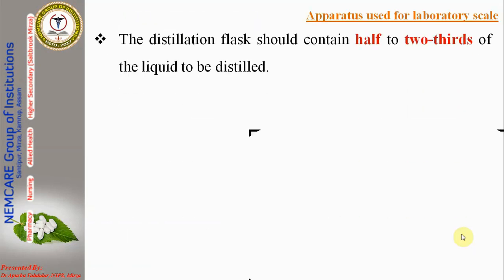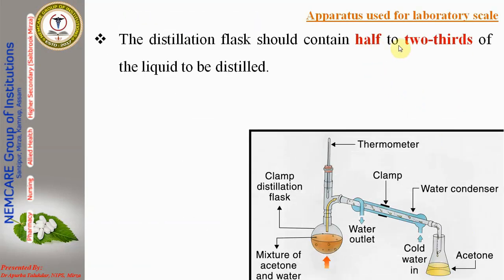The distillation flask should contain half to two-thirds of the liquid to be distilled. So here, we are going to fill the distillation flask almost half or two-thirds of the quantity it contains, as it may allow. That much sample we are going to take.